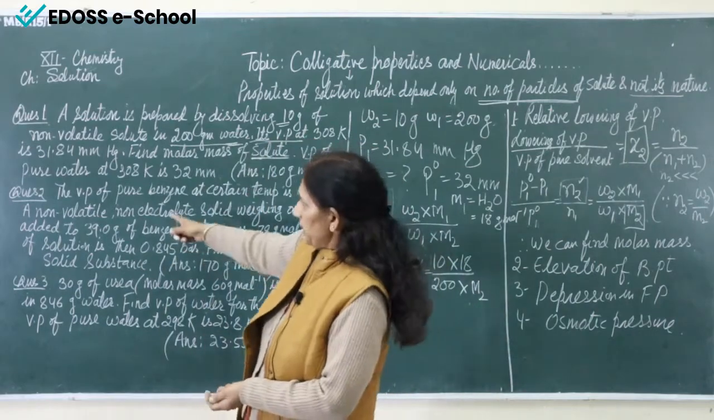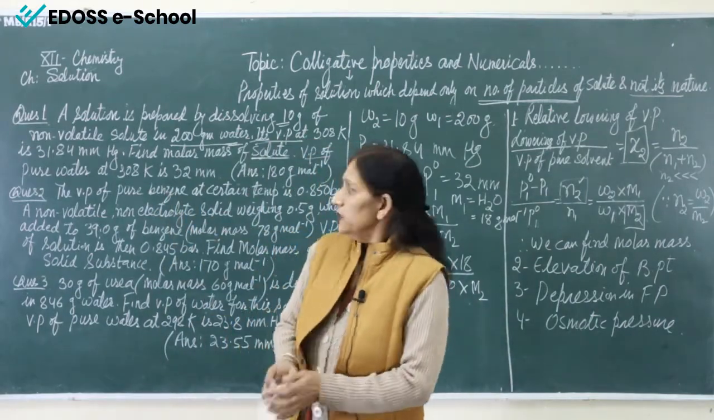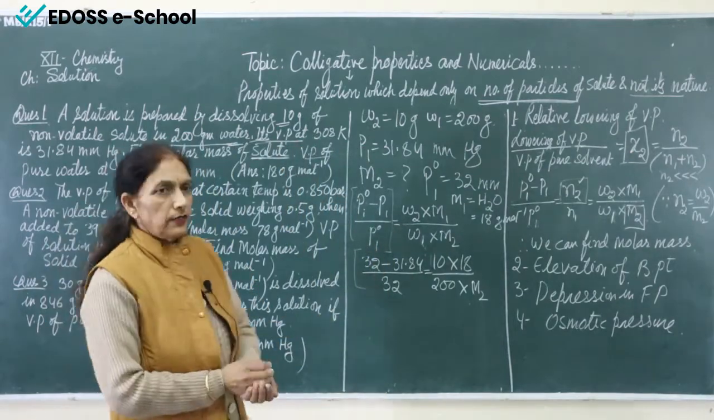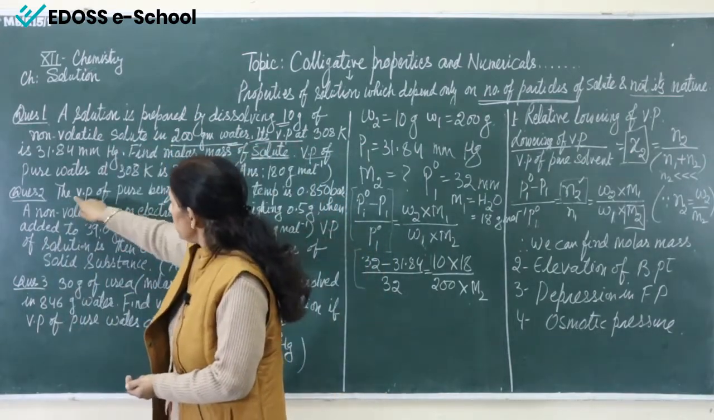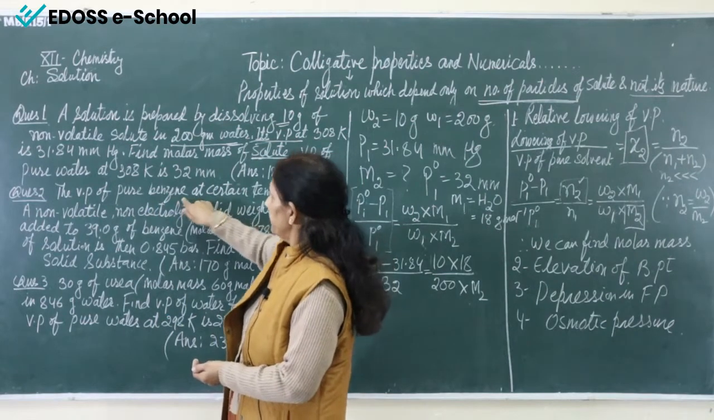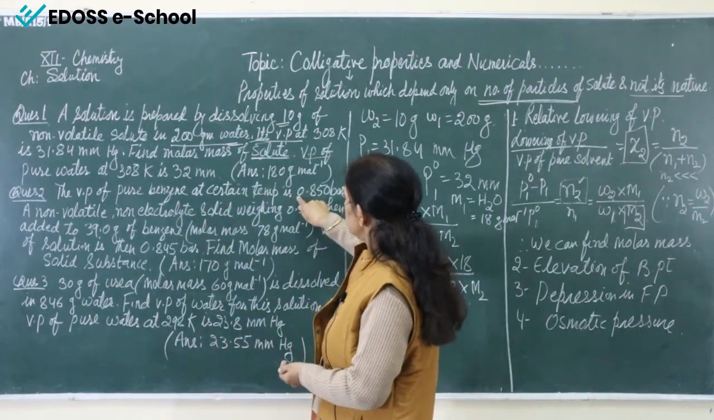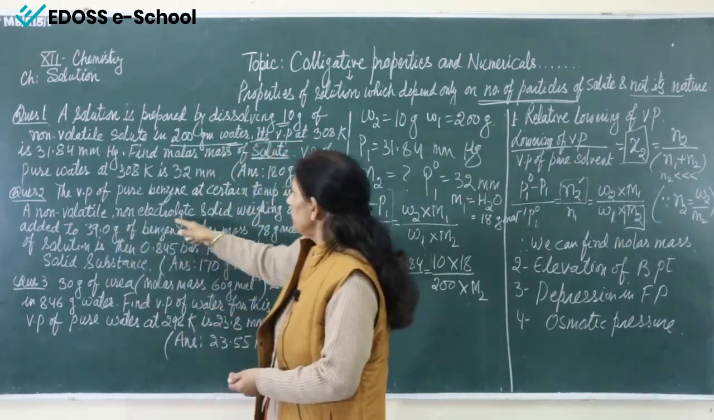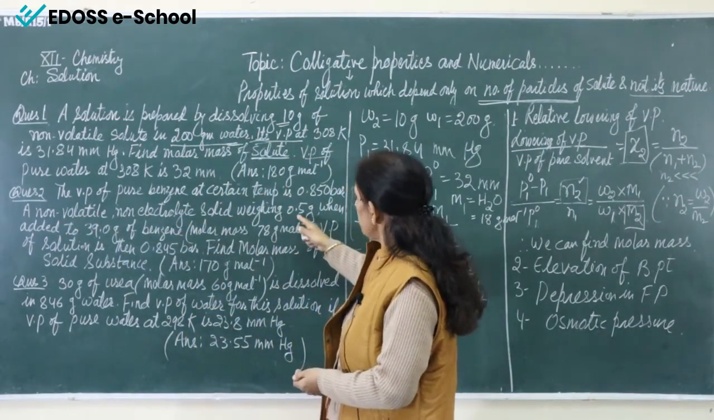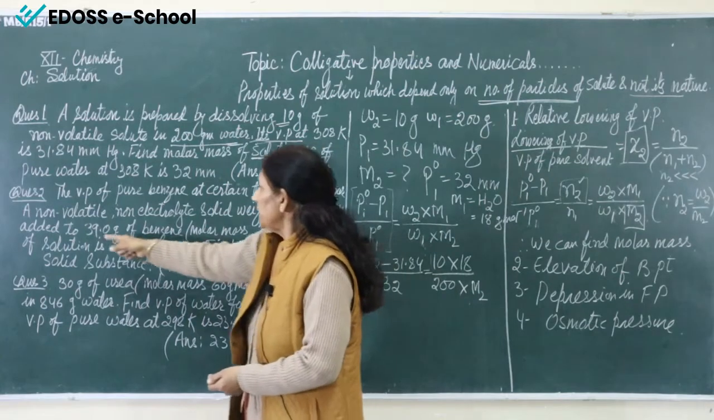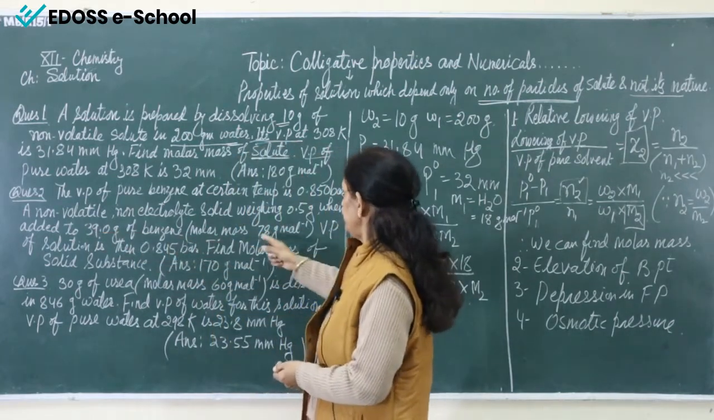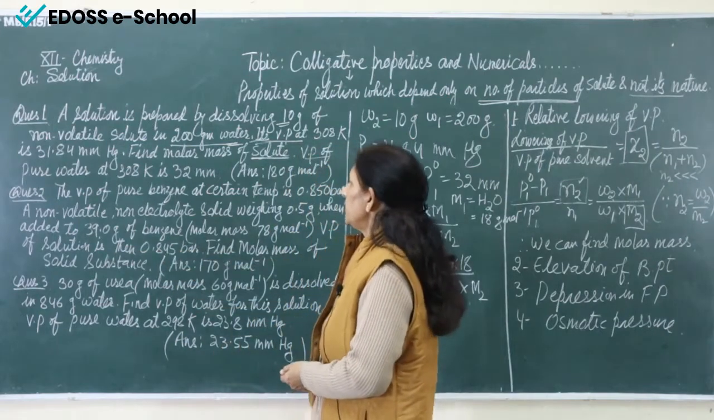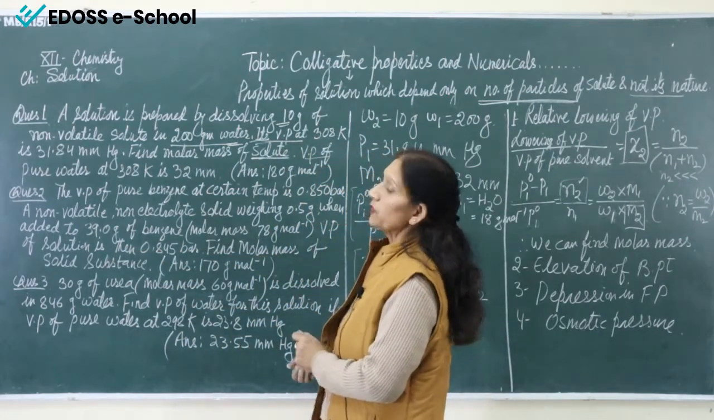Now coming to the second numerical. See, now the second numerical. So what is the difference between both the numericals? We can see here. In this numerical, the vapor pressure of pure benzene at a certain temperature is 0.850 bar. A non-volatile, non-electrolyte solid weighing 0.5 gram when added to 39 gram of benzene. Molar mass is given. Vapor pressure of solution is then 0.845 bar. Find molar mass of solid substance.